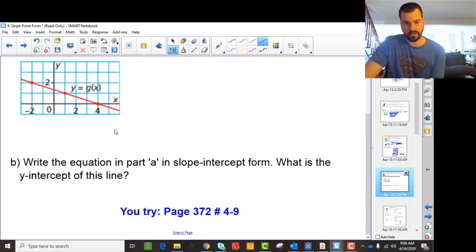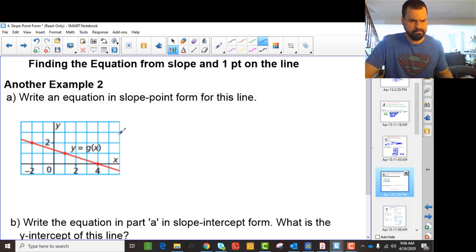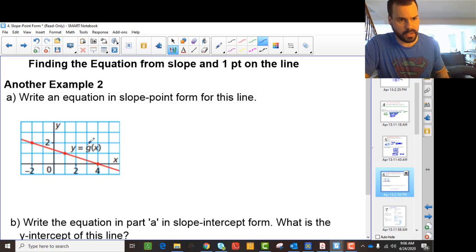Okay, so again, same thing, just a different example. So I'm gonna use this point here. You can use any of these points. It really doesn't matter. But I'm just going to use the first one that I see. So it's (-2, 2).